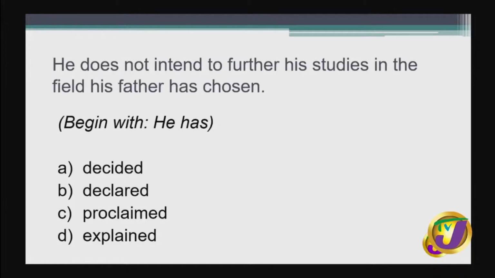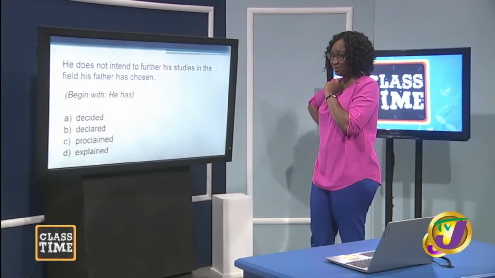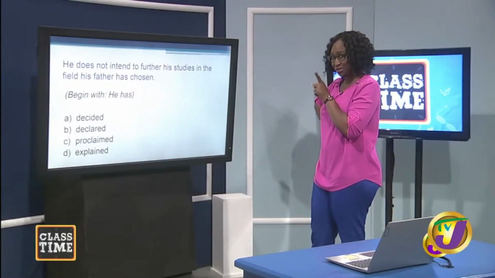What we're going to do now? Because you had a negative to start the original one, and now it seems that you're going to start with a positive. So he does not intend to further his studies. And now you have to start with "he has." He has what? He has done what now? Because this sounds like somebody going to get a proper beating soon. All right, you ready now? What has he done?